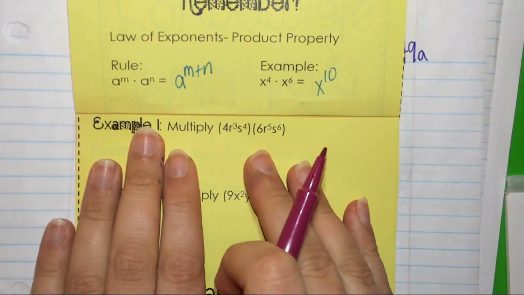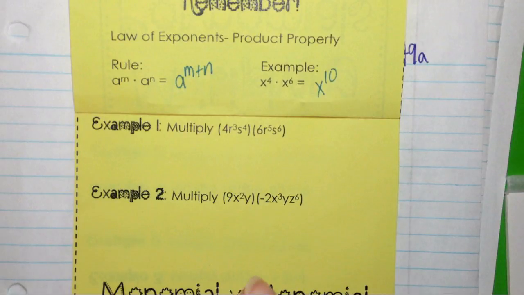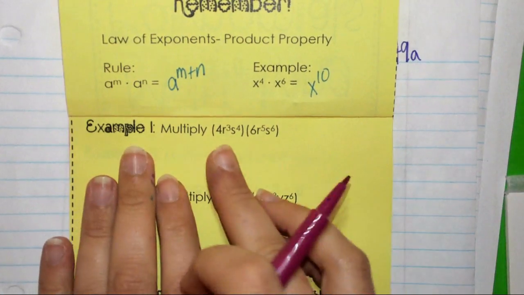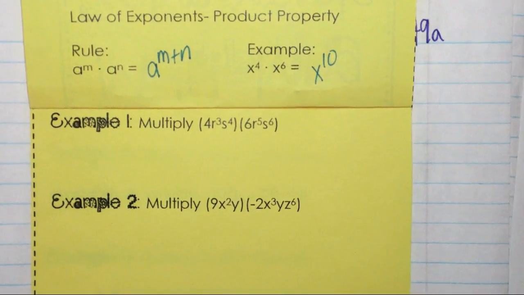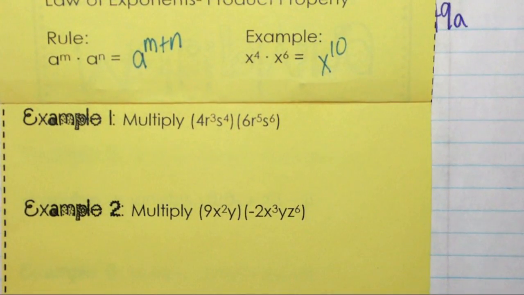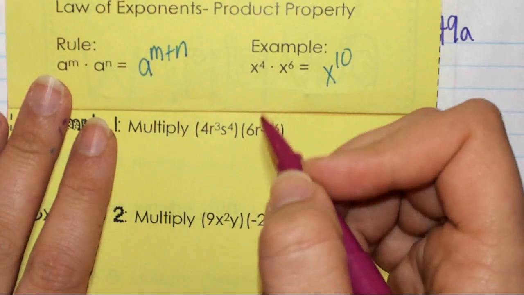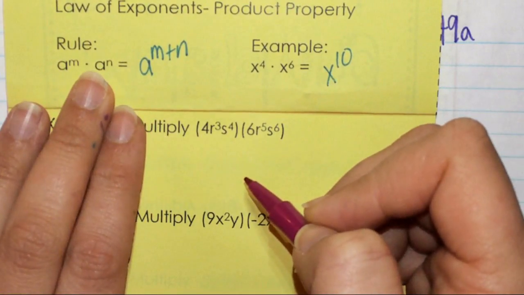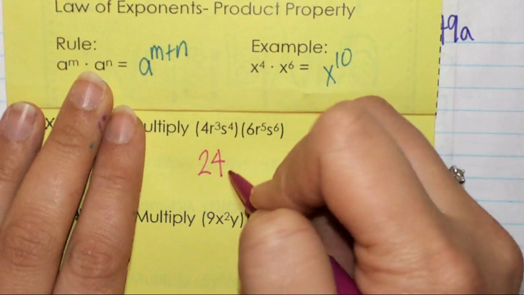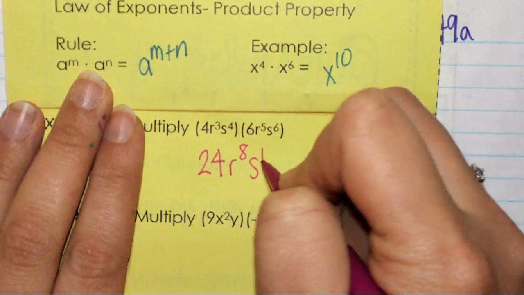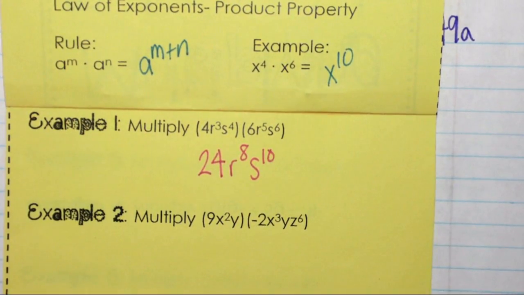Alright, so example 1. The first thing we're going to do is multiply these. Now, are we going to multiply that 4 and 6 together, or are we going to add them? You multiply them. Why do we multiply them? You multiply coefficients together. What's 4 times 6? 24. R to the 8 and S to the 10. Look at you go, Marshall. Take a point for Gryffindor.